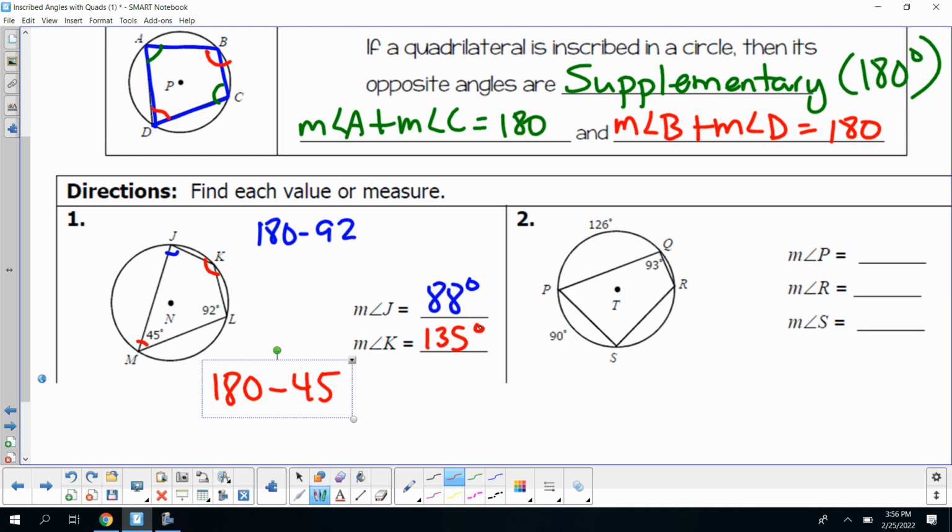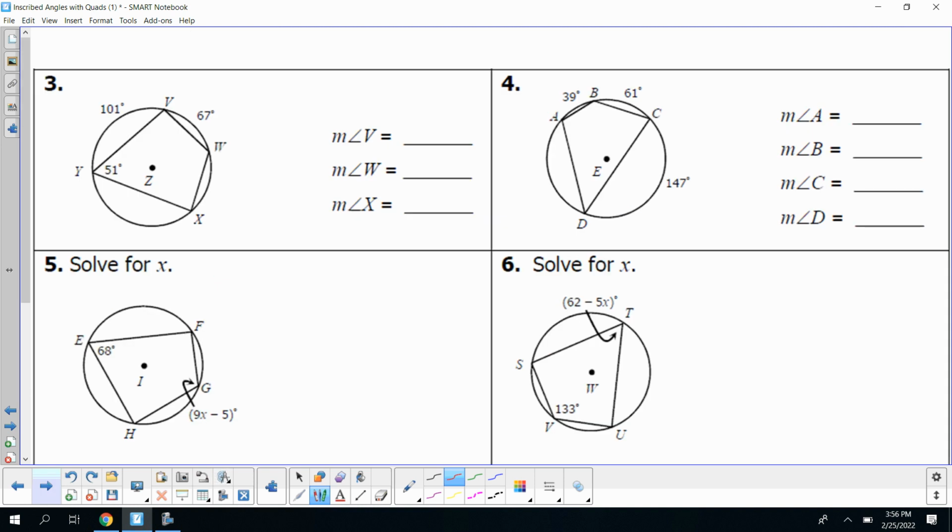All right, let's take a look at number 3. For this problem, they gave us one measurement of an angle, 51 degrees here for VYX. And they want us to find the other two measurements. Well, let's find W first, because that one's easy. So the measurement of angle W is going to be 180 minus 51, which is going to be 129 degrees. Okay, now I need to use these two to figure out my other two angles.